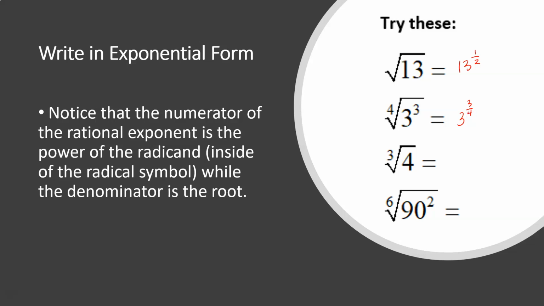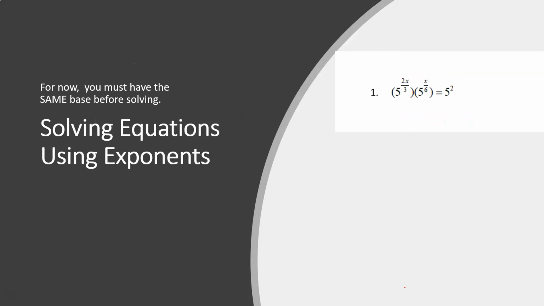The cube root of 4 becomes 4 to the 1/3 power, and the sixth root of 90 squared becomes 90 to the 2/6 power, or 90 to the 1/3 power. Okay, so we're going to start solving equations using rational exponents.